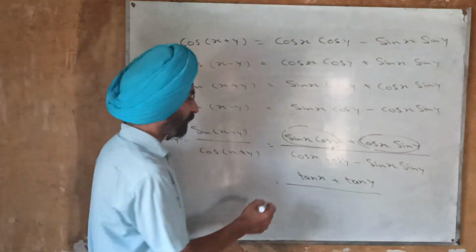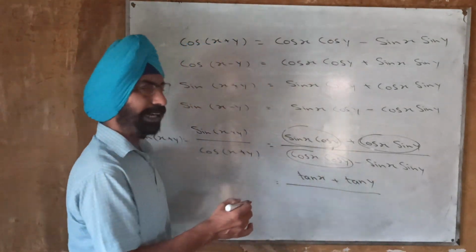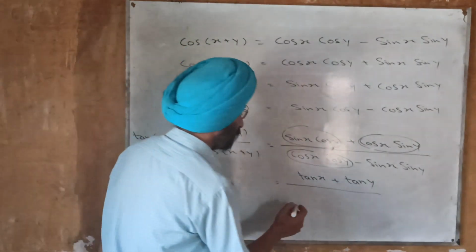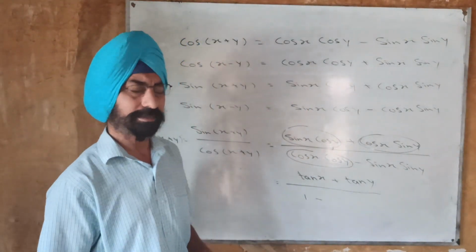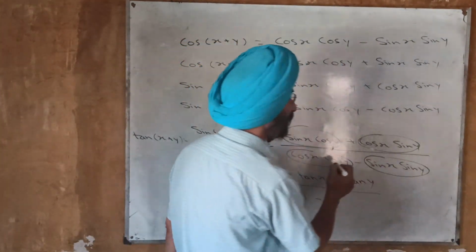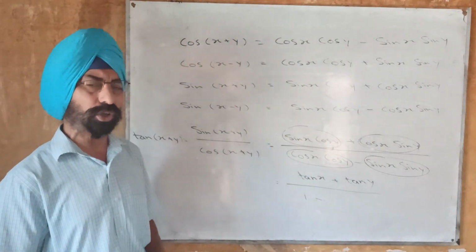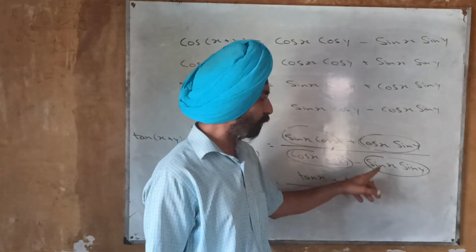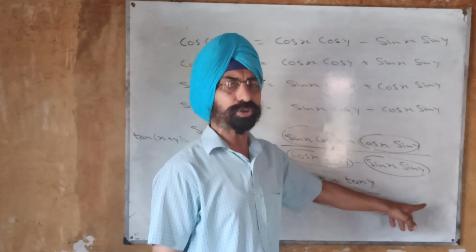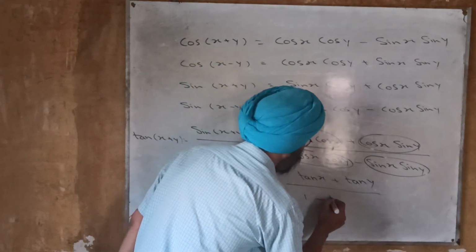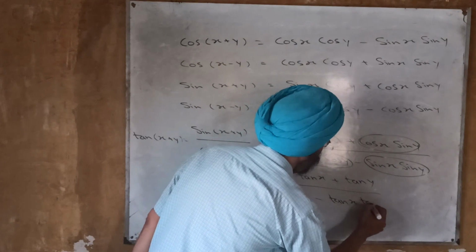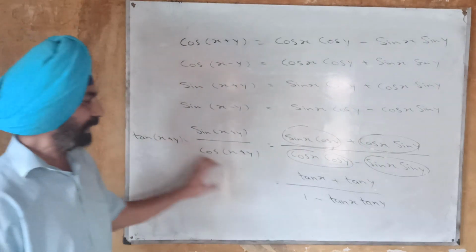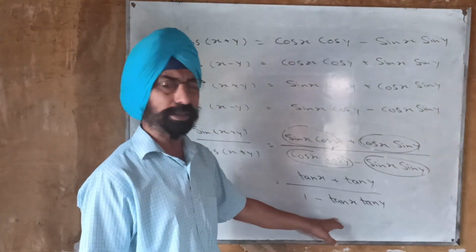In the denominator, the first term is cos x cos y, and dividing it by cos x cos y, numerator and denominator become the same, and you get 1. Minus the last term, sin x sin y. When you divide it by cos x cos y, you get sin x upon cos x and sin y upon cos y. Sin x upon cos x becomes tan x, and sin y upon cos y becomes tan y. So you get tan x tan y. So you have another formula: tan(x + y) = (tan x + tan y) / (1 − tan x tan y).